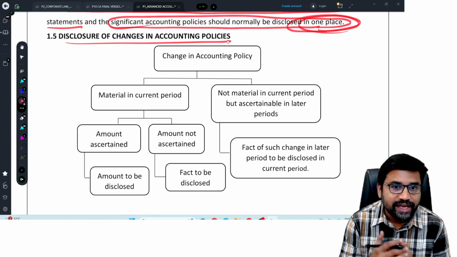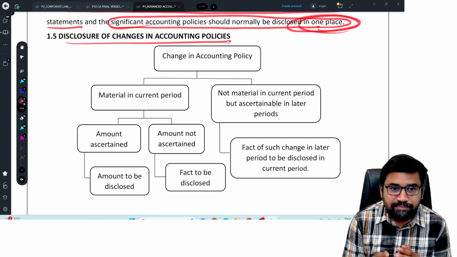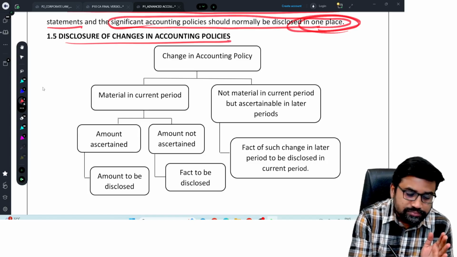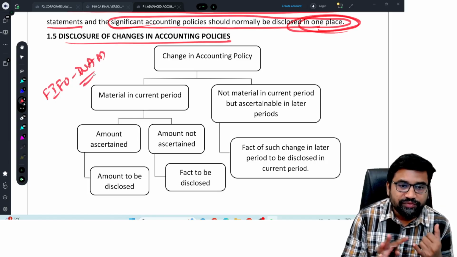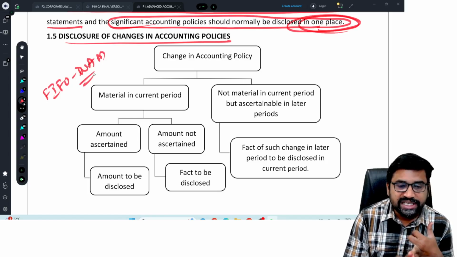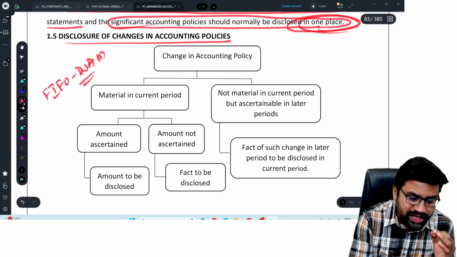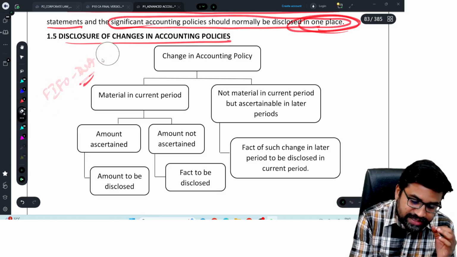Sir, sometimes we may change the accounting policy. For example, we are following the inventory valuation FIFO method. Now we are changing to the weighted average method. It is allowed if it is required by law, if it is required by standard, if it is for better presentation of financial statements. Definitely it is allowed, sir.